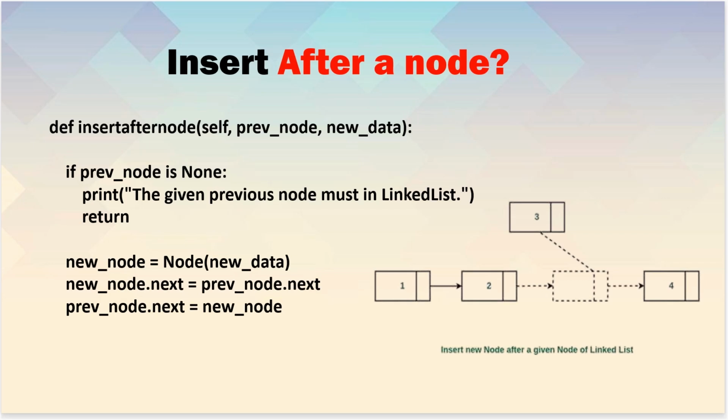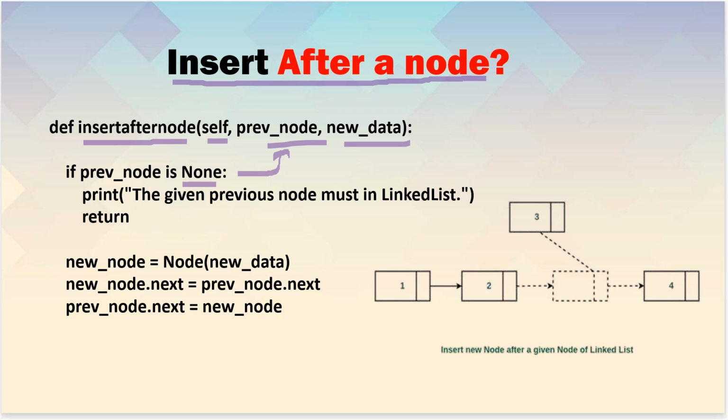Let's move on to the next topic in this video, that is insert after a node. First, we define a method called insert after node, which takes three parameters: self, previous node, new node. Inside the method, we check if the previous node is none. We do this to ensure the given previous node is present or not in the linked list, which is to facilitate the insertion of elements in between the nodes.